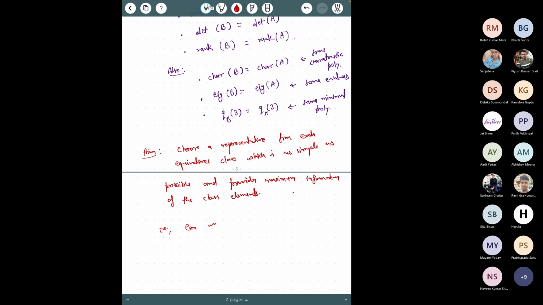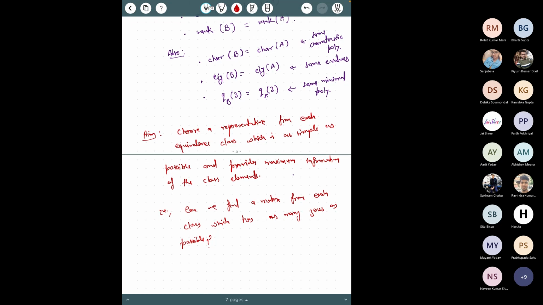can we find a matrix from each class which has as many zeros as possible. So the best possible we can ask is the diagonal matrix. Can we find a representative for each of these subclasses as a diagonal matrix? But this is the aim we are targeting. But whether we can do this or not, that we'll answer. Okay. So this is for matrices.